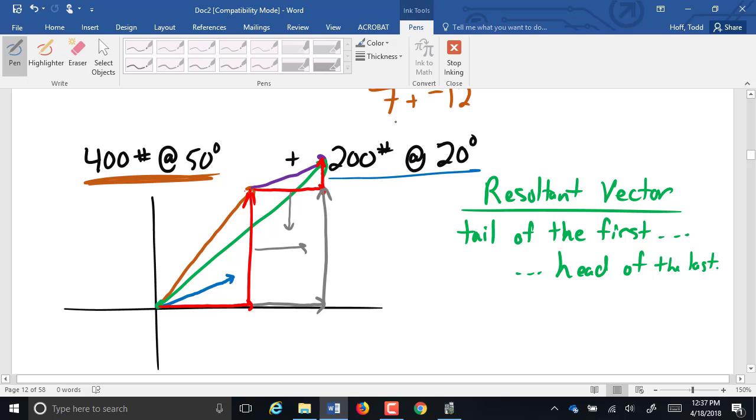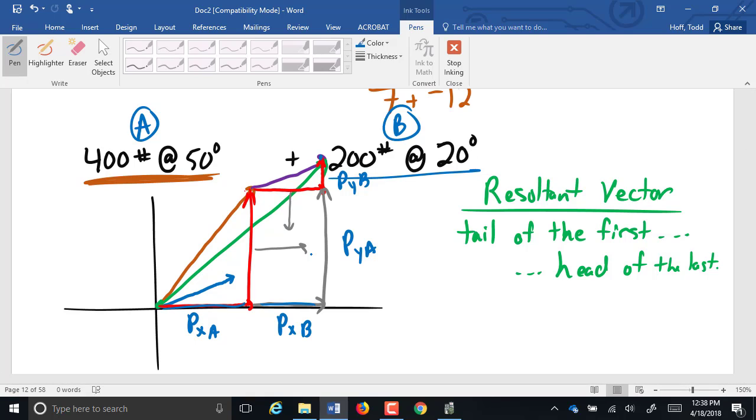What you see is, if I call this vector A and vector B, this is the x component of vector A, this is the x component of vector B, this is the vertical or y component of vector A, and this is the y component of vector B. I can get to that same resultant by combining the components of those vectors rather than doing the whole vectors themselves. Does that make sense? Any questions?